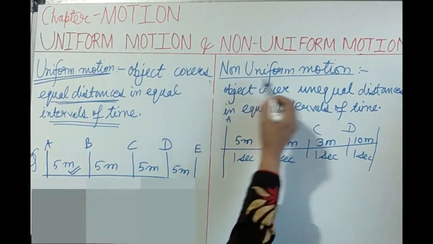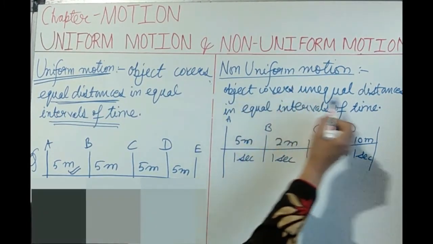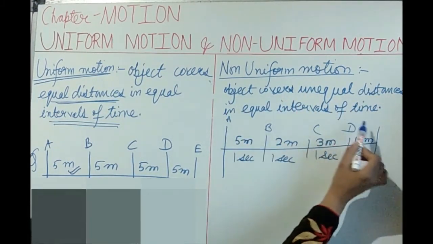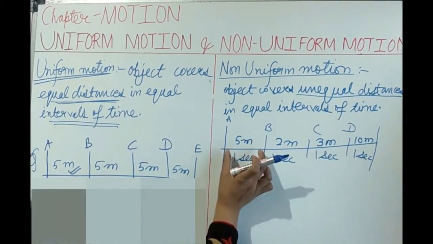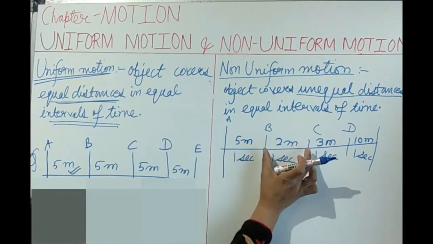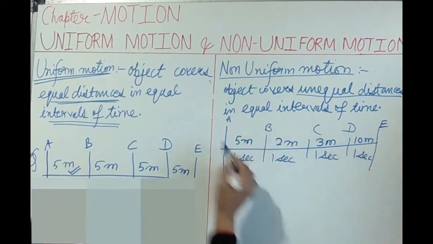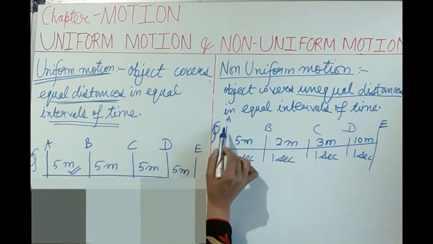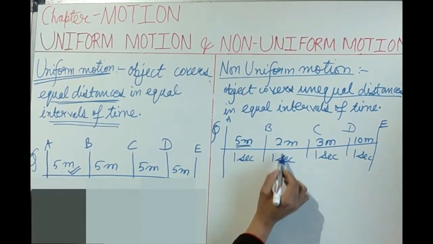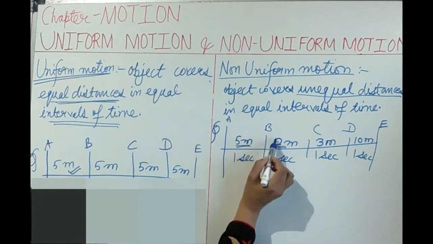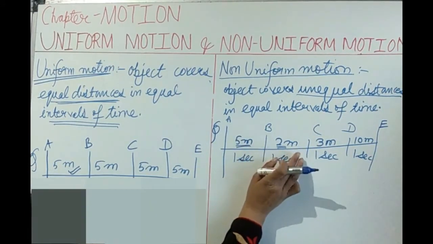What happens in non-uniform motion? In non-uniform motion, an object covers unequal distances in equal intervals of time. Now, what does unequal distance mean here? From A to B we have taken a distance of 5 meters, BC is 2 meters, CD is 3 meters and DE is 10 meters. The object starts from point A, and in 1 second it covers 5 meters of distance. In another 1 second it covers 2 meters. This is not equal to this. AB is 5 meters, BC is 2 meters.